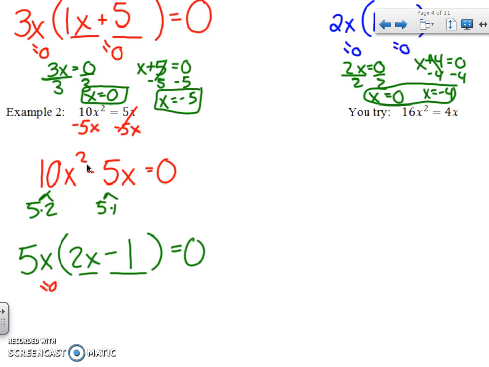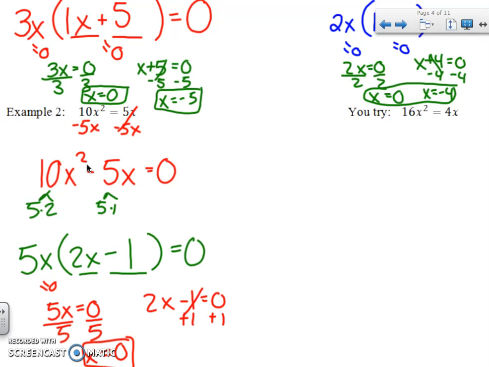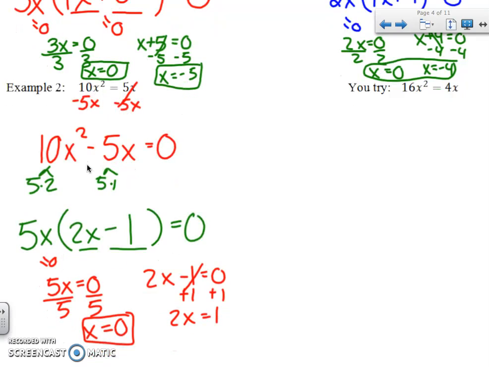So one equation would be 5x equals 0. My other equation will be 2x minus 1 equals 0. So divide by 5. So x equals 0, again, is one solution. On this one, I'm going to add 1 and get 2x equals 1. Divide by 2. So x is going to equal a half. Okay, so my solutions to this would be 0 and a half.